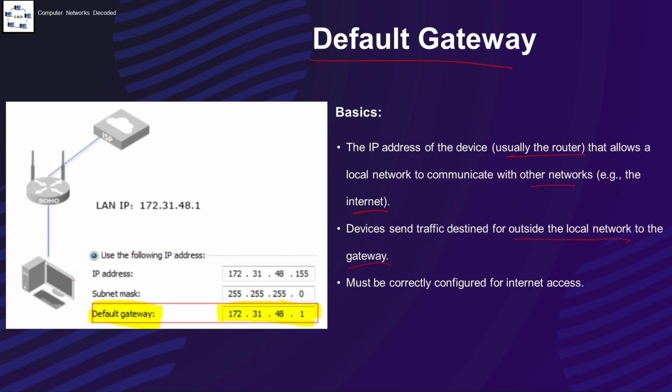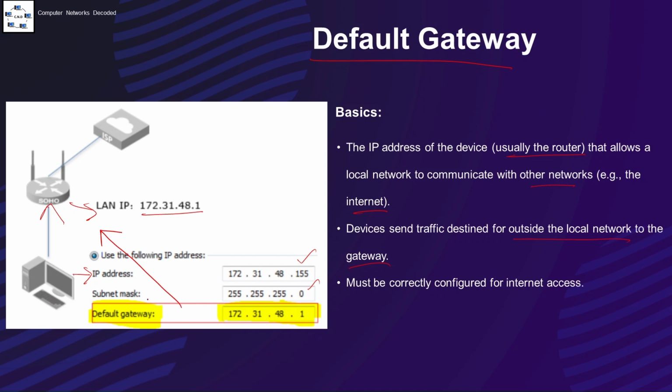Let's suppose this is your PC's IP address setting. You have this IP address, the subnet mask, and this gateway. What does this mean? This means that the router has this IP address, and you are telling your PC that it should send all its traffic to this gateway. If you look at the terminology, default gateway, this is your default door or default route for all traffic outside your network.